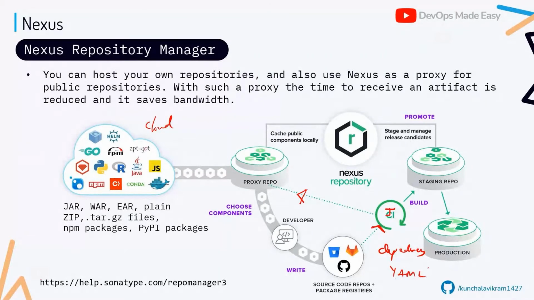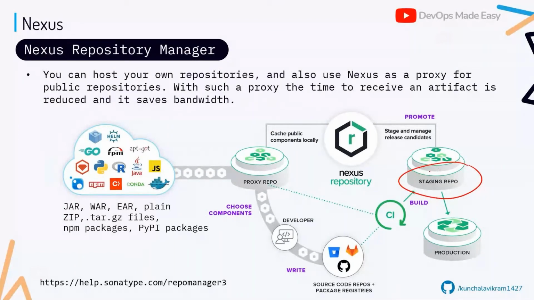So first it will check Nexus internally. If it is not there, Nexus itself will forward the request to the outside internet through a proxy repository. We'll talk about the proxy repository again. Once it receives the response from the proxy repository, it caches that response locally, so that next time it can serve it. Now that dependency came to your Jenkins server, and Jenkins can build the final artifact. The final artifact will be stored in the staging repository.